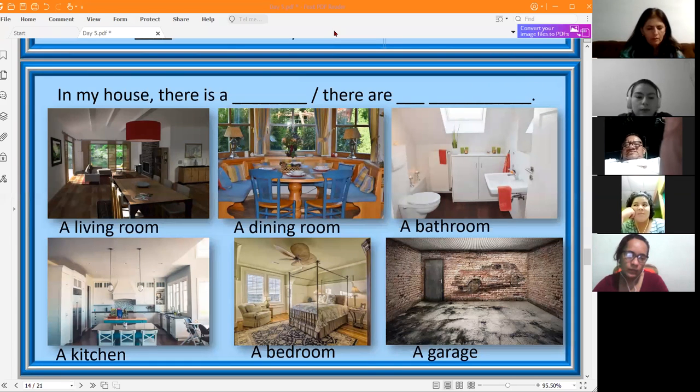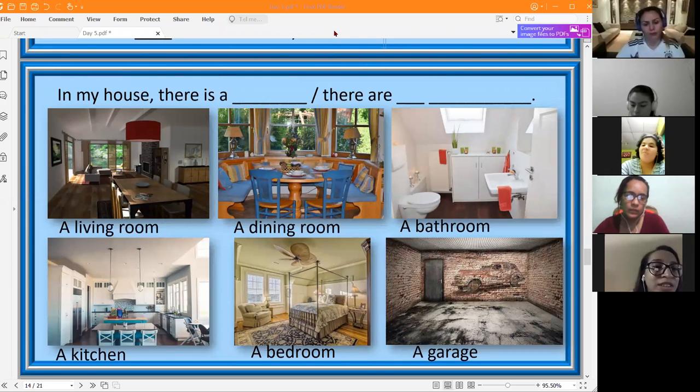Mariana Dolores, how about yourself? In my house, there is a living room. There is a dining room, a kitchen. There are two bedrooms. And there is no garage. There is no garage either. Okay. Thank you very much.